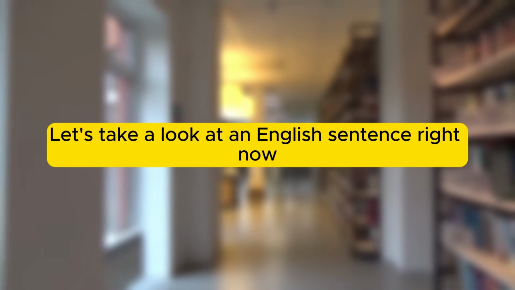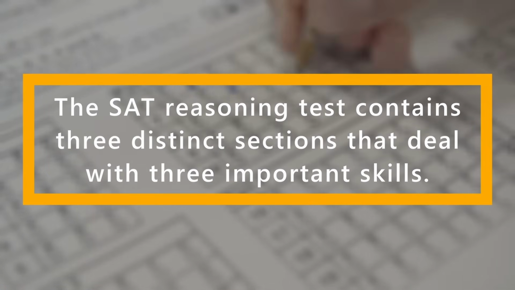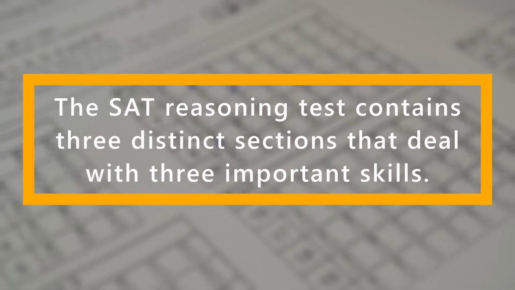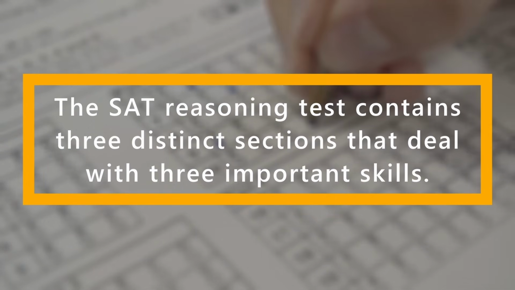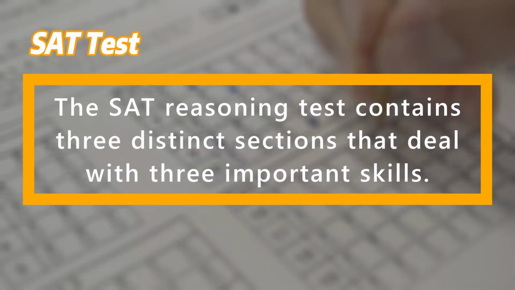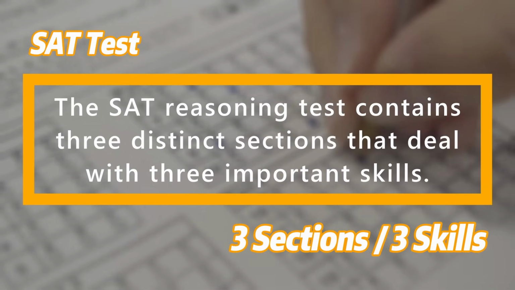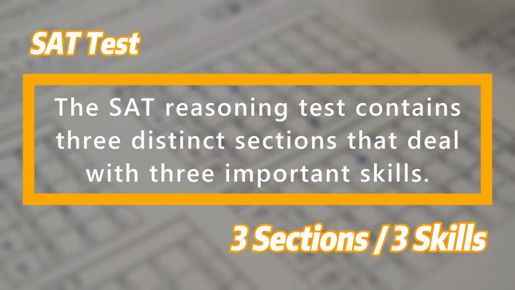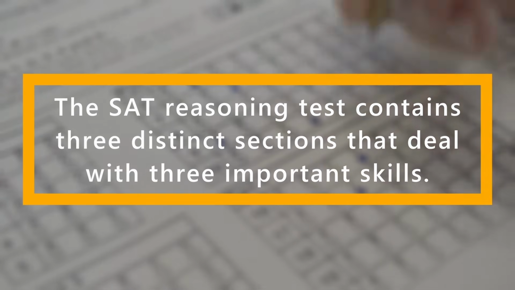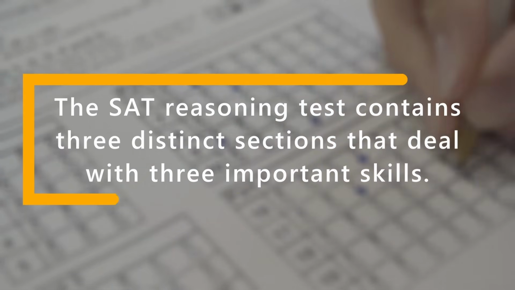Let's take a look at an English sentence right now. The SAT reasoning test contains 3 distinct sections that deal with 3 important skills. I'll give you a moment. Where's the topic? Where's the controlling idea? The topic is the SAT reasoning test, and the controlling idea is 3 distinct sections, 3 important skills. It lets the listener know that there's more information coming on the distinct sections and the important skills.